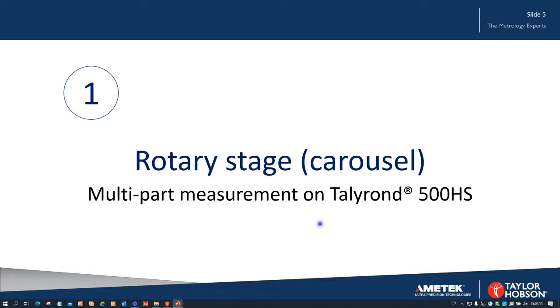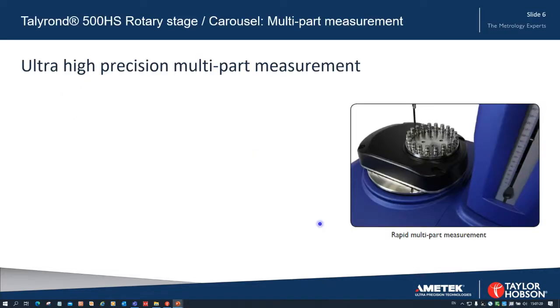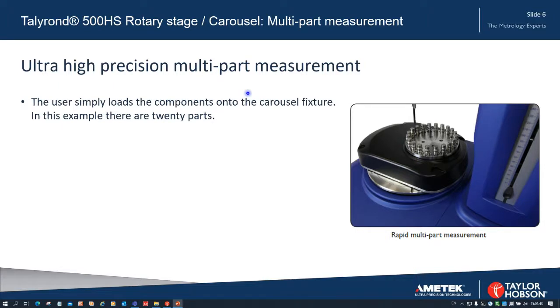So we'll start with the rotary stage, also called the carousel, and this is available on the Talyrond 500 HS system. It is in the picture there and on the right, and you can see it is loaded with some components. It provides ultra high precision multi-part measurement, and this carousel can be taken on or off, so it can be used with the carousel or without the carousel. So the user simply loads these components onto the carousel fixture, and in this example here there are 20 parts fitted.